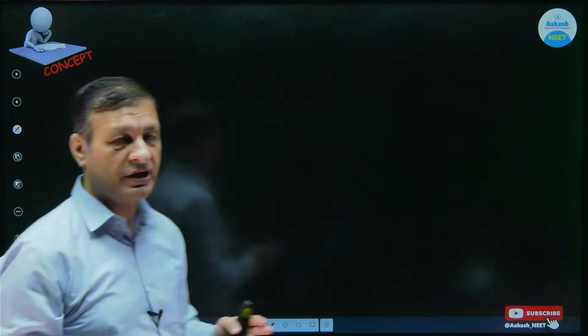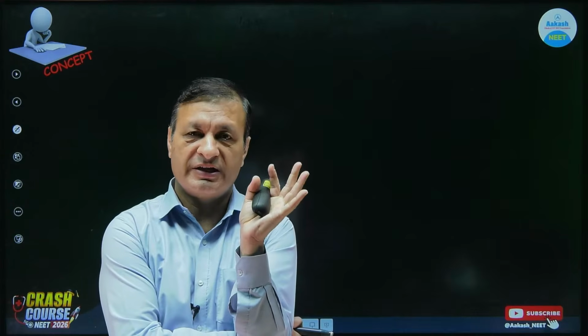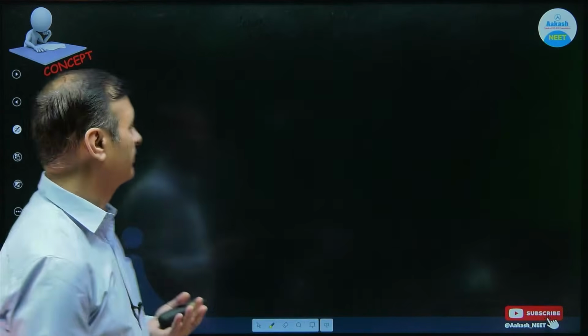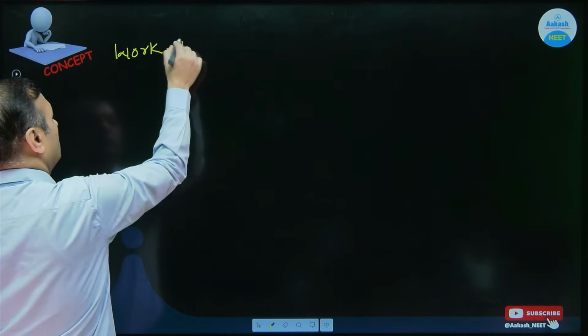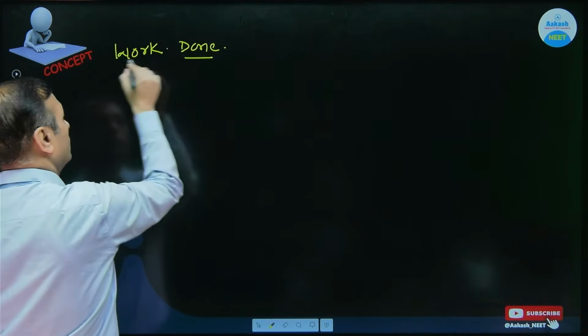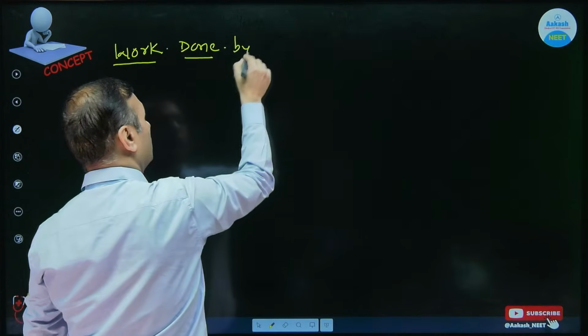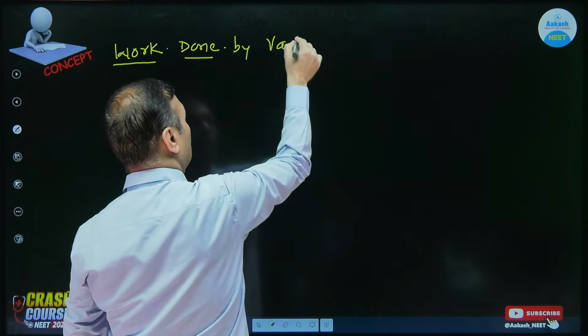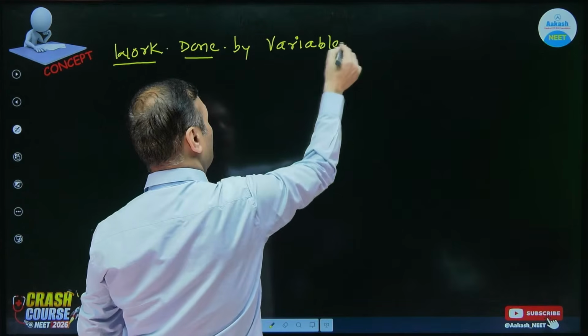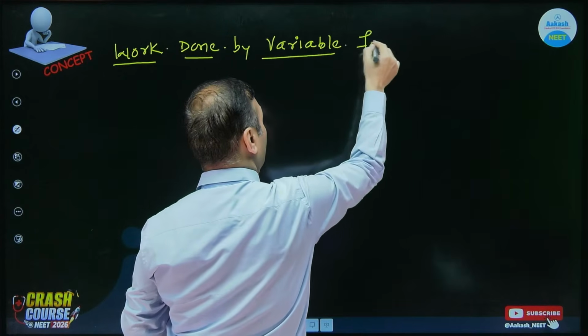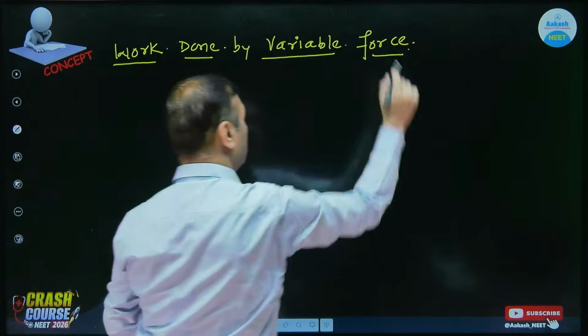Now the next is, what we did just now was W equals F s cos theta, in which F is assumed to be a constant force, because the expression clearly says so. But what happens when you have a variable force? So now we'll be doing work done by a variable force.